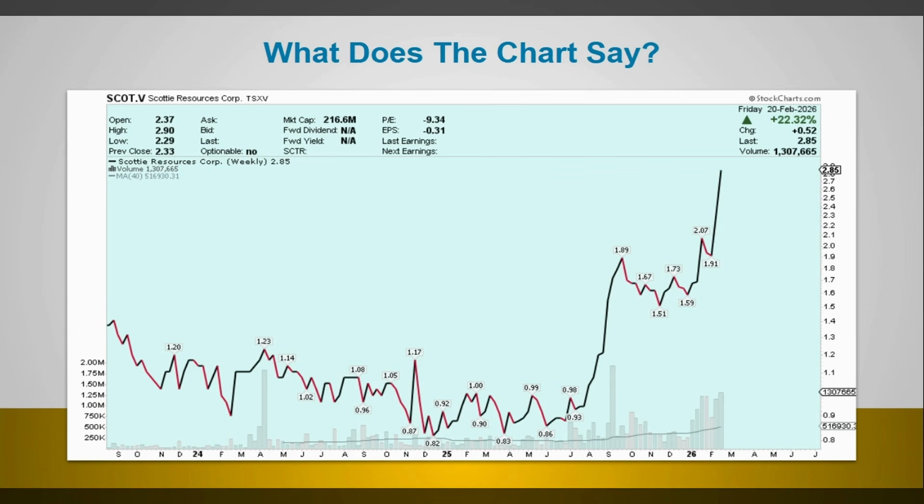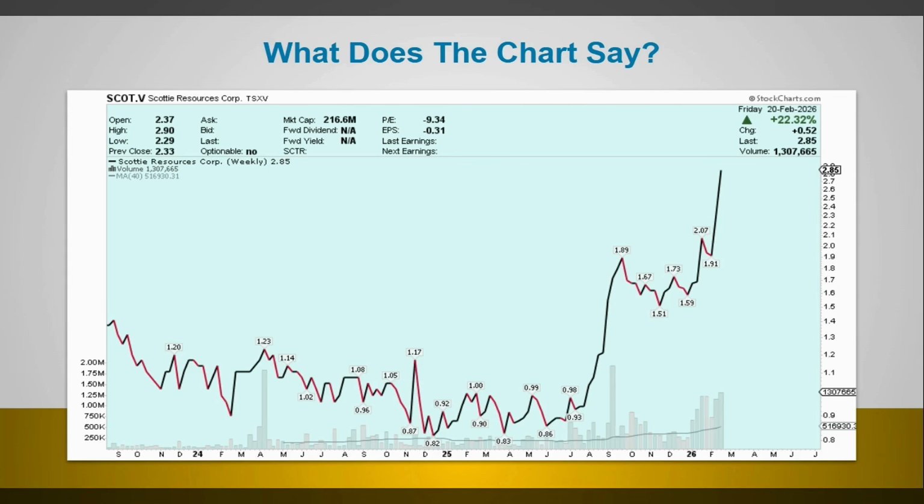What does this chart say? So this is a very basic chart. We have some information at the top, including the market cap, the trading history from last Friday, the volume, and we can see what Scotty Resources did in 2020, at the end of 2023, 2024, 2025, and we can see what's happened recently. So the first thing I notice here is that Scotty was pretty boring for a long time, right? 23, 24, 25, it really didn't go anywhere.